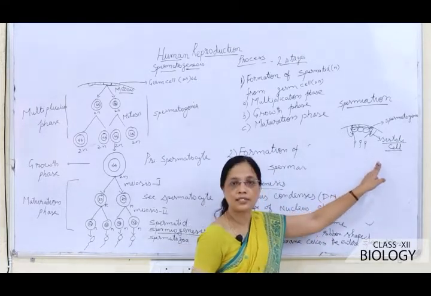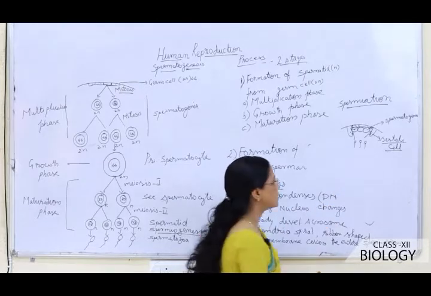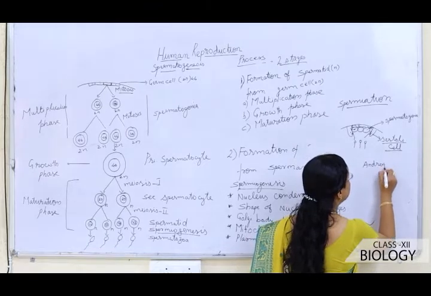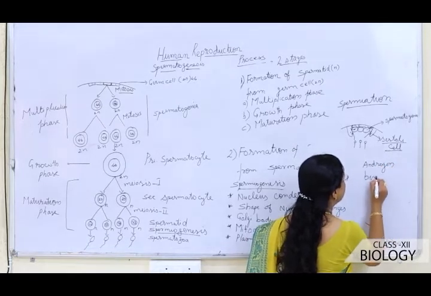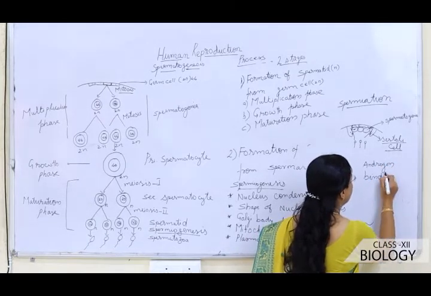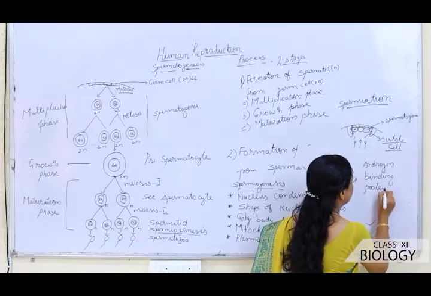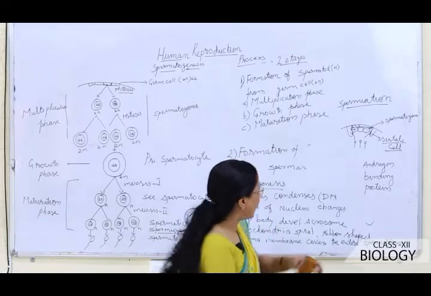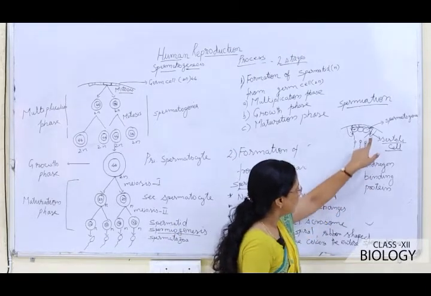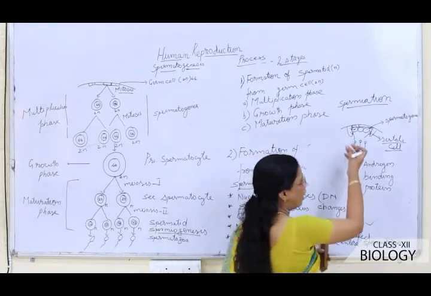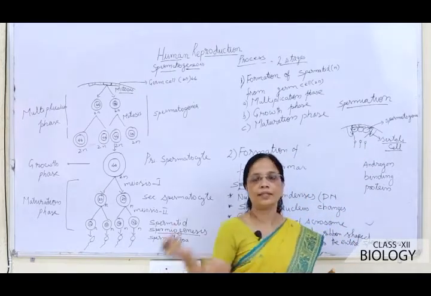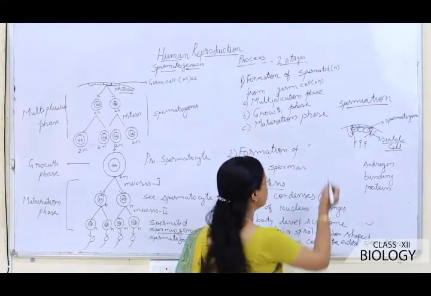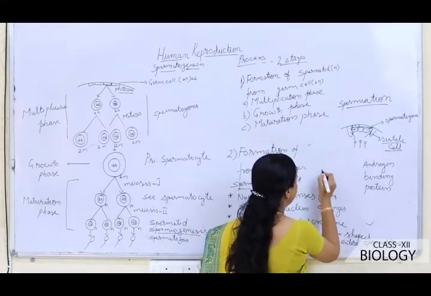Next, it also secretes a protein that is called androgen binding protein. This protein is called androgen binding protein. So as it secretes this protein, it helps to absorb androgens. What is an androgen? Androgen is a sex hormone which is produced outside the seminiferous tubule.